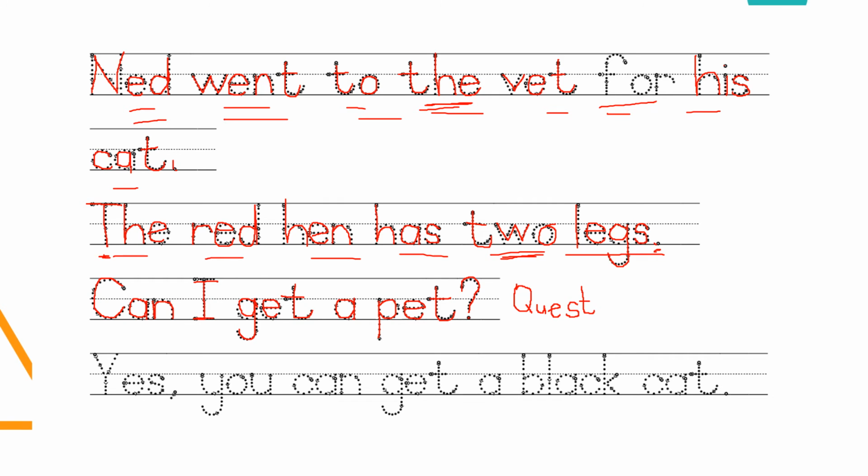Another name of this type of sentences that we've learned is an interrogative sentence. So this here is a question, and it has a question mark at the end. Here's the question mark. And we call this an interrogative sentence. Can I get a pet? You're asking something. Whereas this here is a declarative sentence. It ends with a period. The red hen has 2 legs. It's a statement. You're saying something.